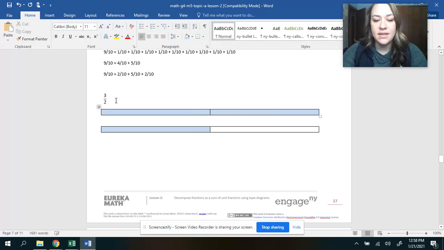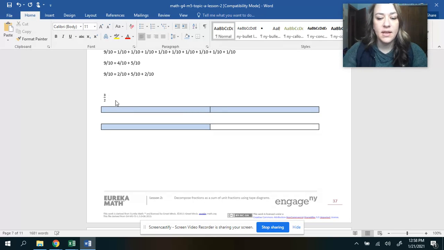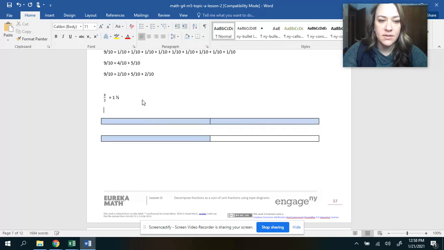I could rewrite this as 1 whole and 1 half, okay? So this is a fraction, this is a mixed number. We'll get more into that later. But you can see that really well, I have 1 1/2, 3 halves, okay? So how can we decompose this?